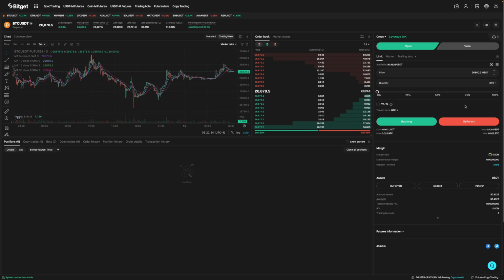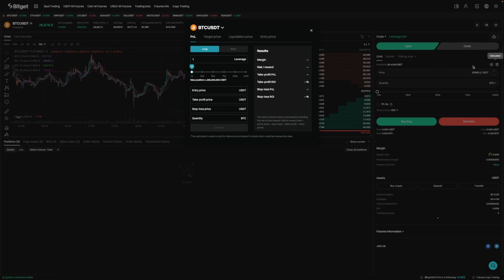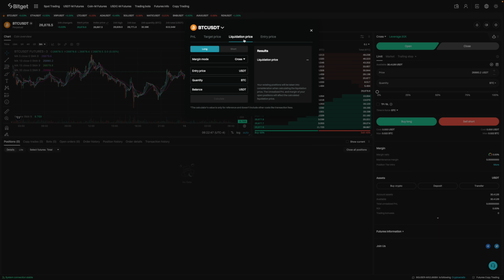Now, the last thing to be aware of is this calculator over here. I think that this is an underrated tool that shouldn't be looked over. So when you click on the calculator, it'll bring up a calculator where you can enter your information and it'll help you calculate different things. I would say that you'd want to focus primarily on this liquidation tab the most, as it'll help you determine what your liquidation price is.